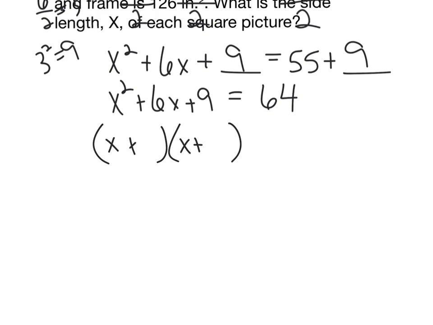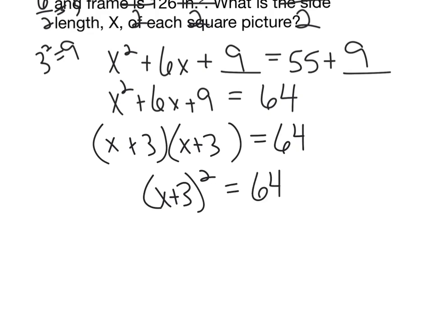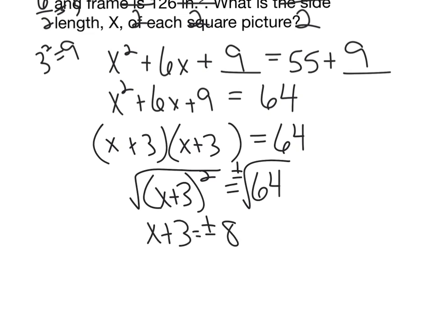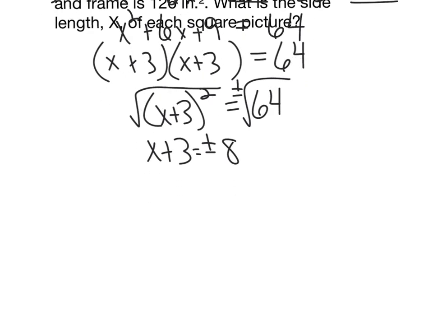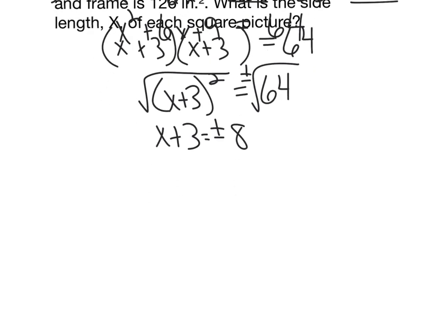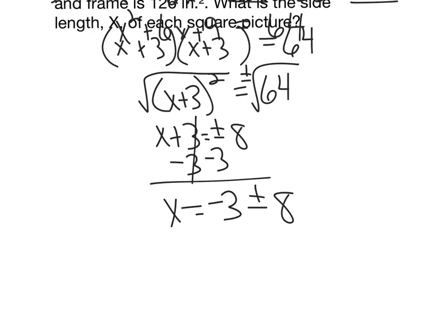And remember, they should factor both the same. This should be a binomial squared when we're done. So that's x plus 3 times x plus 3, which is quantity x plus 3 quantity squared. Then we'll take the square root on both sides, plus or minus. Square root of 64 is 8. They're adding 3, we can subtract 3 on both sides. I'm going to squeeze that in front of the plus or minus 8.